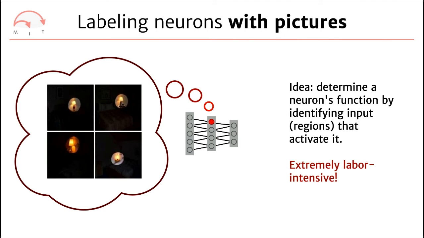And so, this is something that you can do. Here's an example of a real neuron in a network trained for the MIT Places 365 classification task. And you can see from these examples that this is a lamp detector.